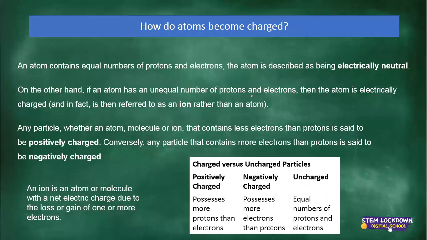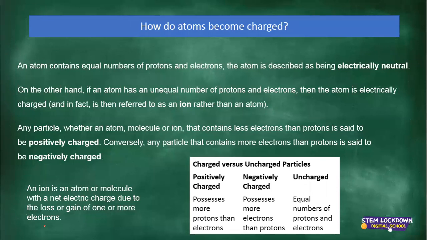Now this causes an imbalance. It's not equal anymore. So we say the atom becomes charged. So when there is no balance of electrons and protons, there's an imbalance, then we say the atom gets a charge. And it no longer takes the form of an atom, so we don't refer to it as an atom anymore. We rather call it an ion. So it gets a new name when it is charged.